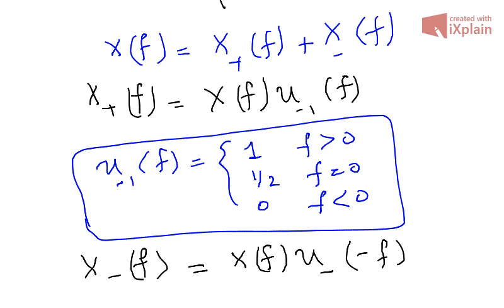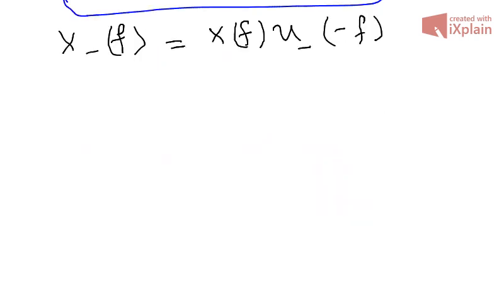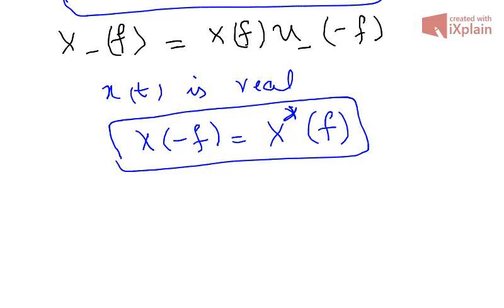So when the signal x of t is real, x of f is Hermitian. When we say x of t is real, it means that its Fourier transform possesses the Hermitian property. And what do we mean by Hermitian property? We mean that x of minus f is x conjugate of f. If you take the conjugate in the expression for x of f, it would be the same as x of minus f.